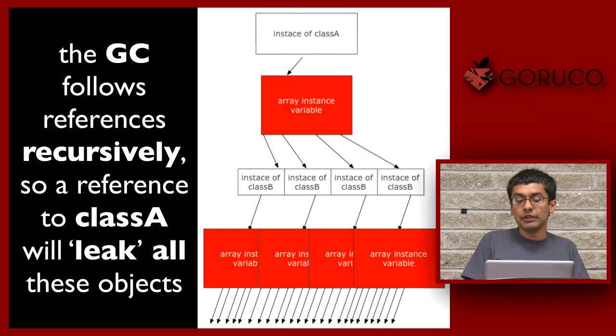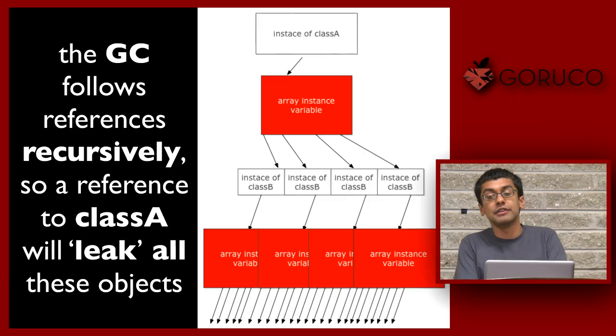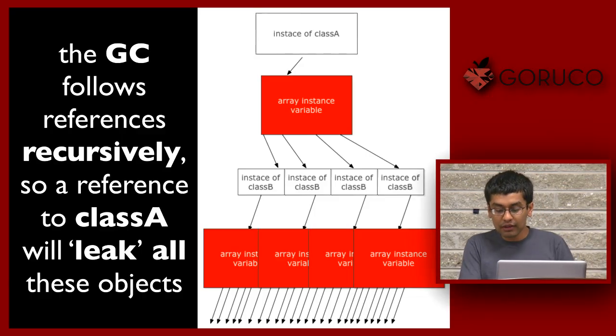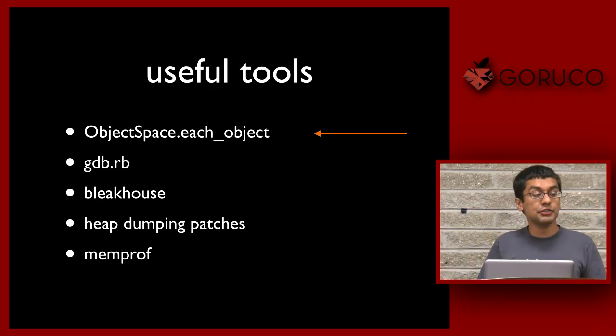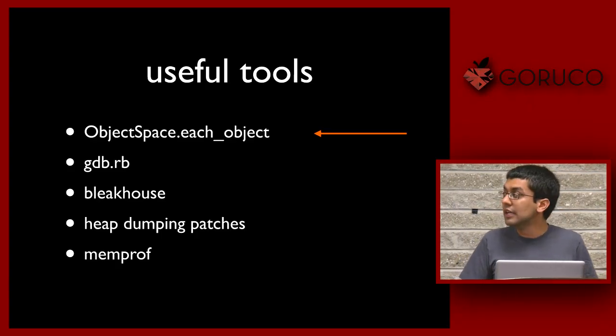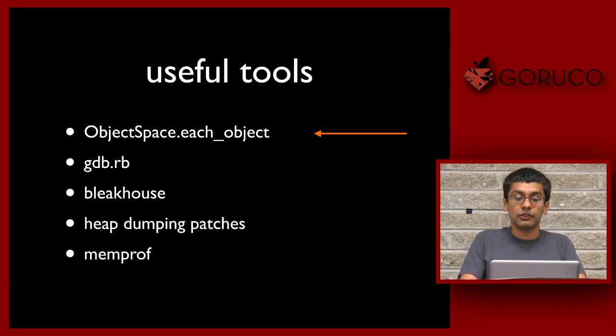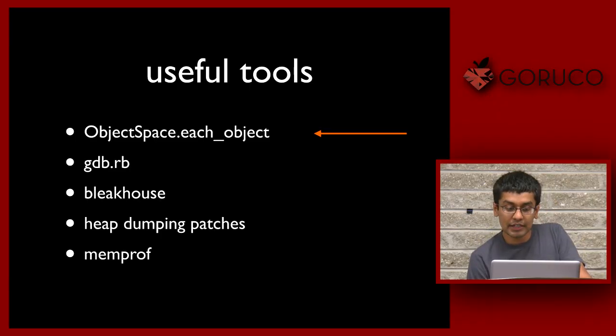And it's really easy in Ruby to inadvertently hold references to objects that you might not need anymore. And since those objects hold references to other objects, so on and so forth, you can end up with a lot of memory bloat really easily. So I'm going to basically talk about a bunch of useful tools that you can use to debug problems like this and try to reduce the number of objects and thus reduce the time spent in GC and improve your performance. The first is a method on ObjectSpace called each_object.